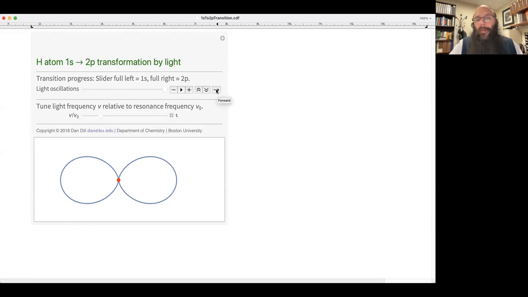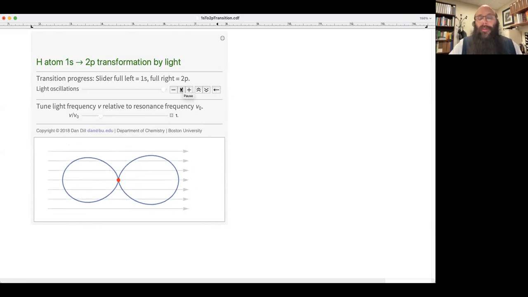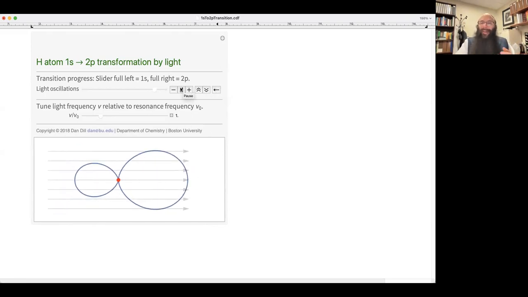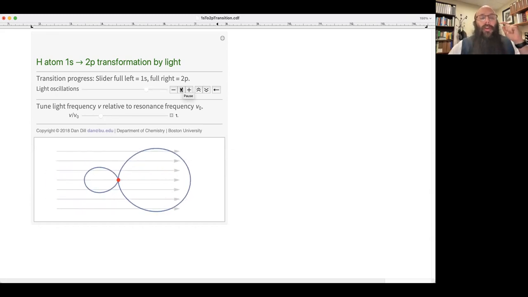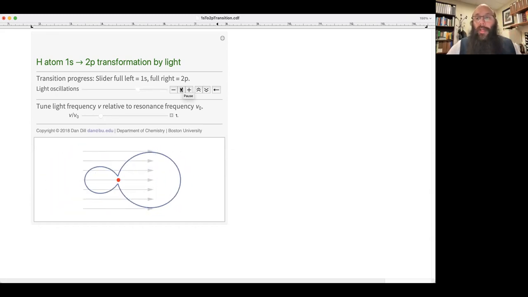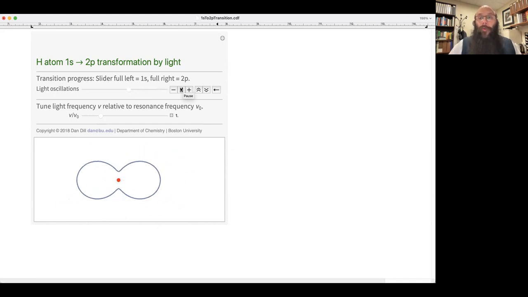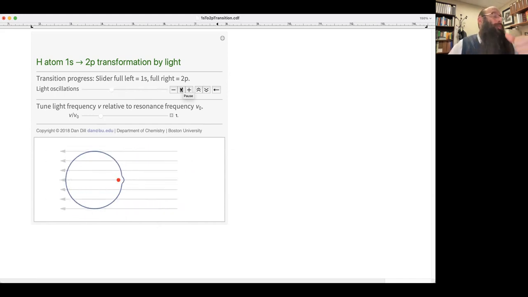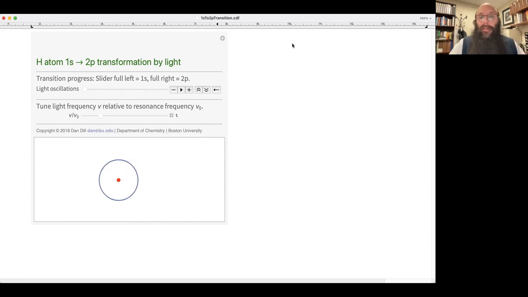What's emission? Emission is the opposite direction. Emission is when the wave starts out as a high energy electron wave, and over the course of 100,000 oscillations, it's going to become a lower energy wave. It's going to transform itself from 2p to 1s, emitting the light.